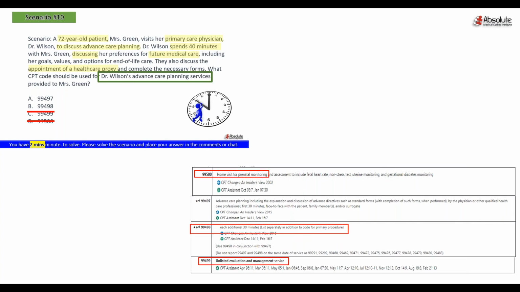Option B is coding for, now this is an add-on code. Once again, we won't be coding them separately. We have to code them along with the primary code. And option A is the correct answer, which is 99497. That is for advanced care planning for the first 30 minutes. So that is going to be our correct answer for the scenario. 99498 should only be coded if an additional 30 minutes is met. We have only 40 minutes of time spent in this scenario. There's no additional 30 minutes.